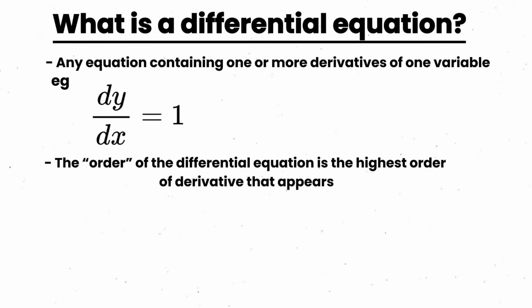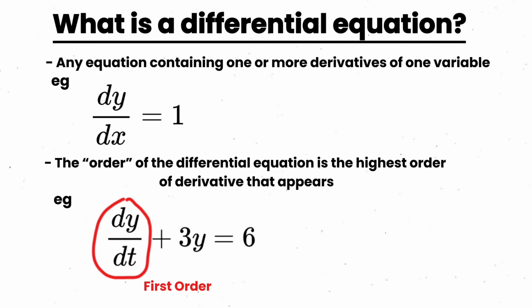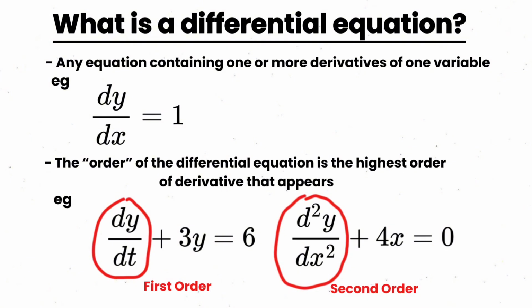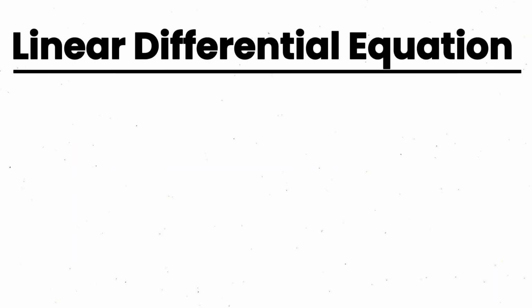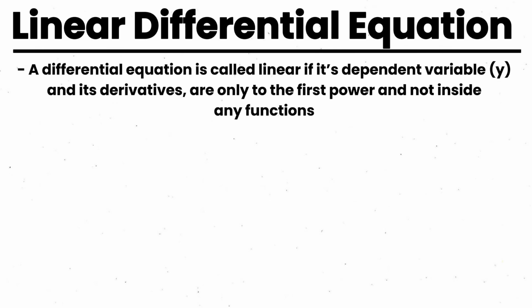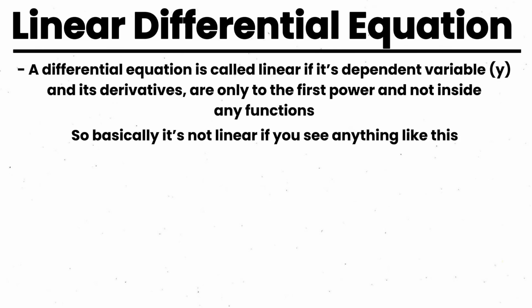The order of the differential equation is the highest order of derivative that appears. For example, this is a first-order differential equation, and this is a second-order differential equation. Linear differential equation. A differential equation is called linear if its dependent variable and its derivatives are only to the first power and not inside any functions. So basically, it's not linear if you see anything like this.